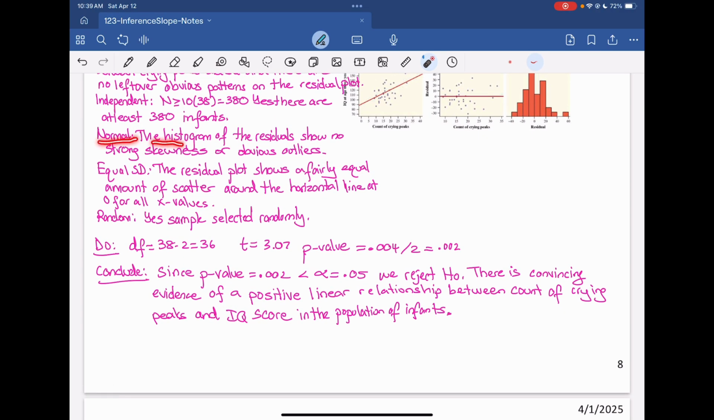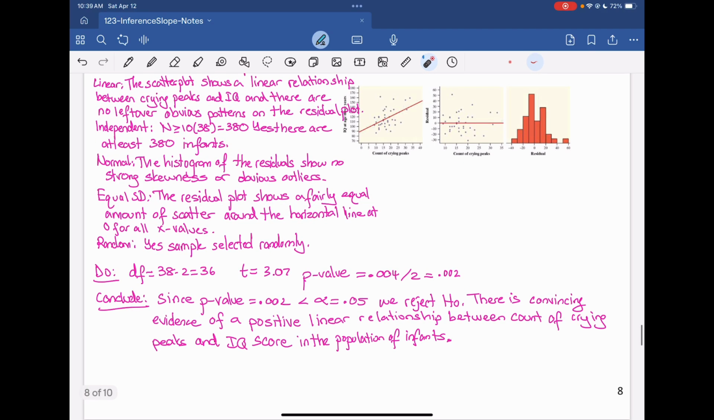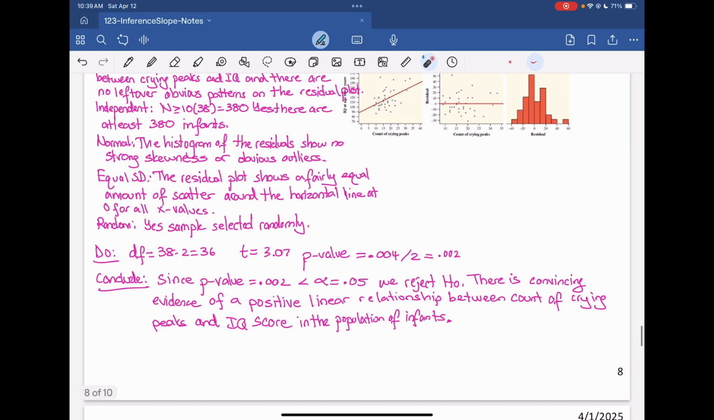Normal: the histogram of the residuals, not the residual plot, shows no strong skewness or obvious outliers. Equal SD: the residual plot shows a fairly equal amount of scatter around the horizontal line at 0 for all x values. Notice that they're not saying very, because this is farther from here than the rest. Random: yes, the sample was selected randomly. Degrees of freedom: there are 38 infants that they selected, minus 2, is 36.